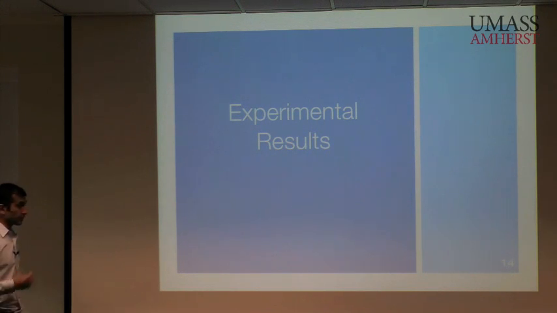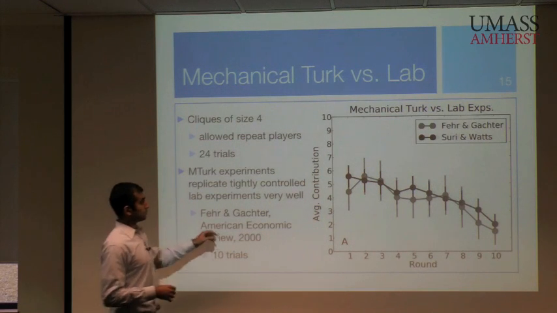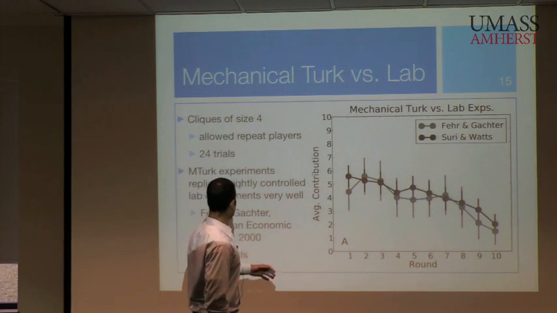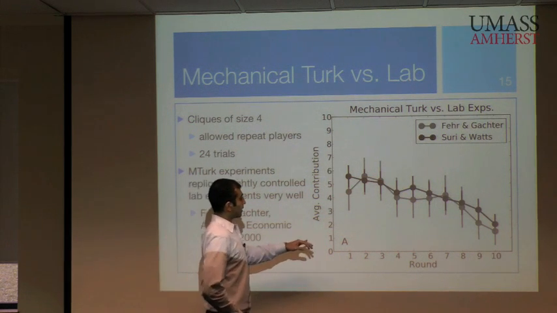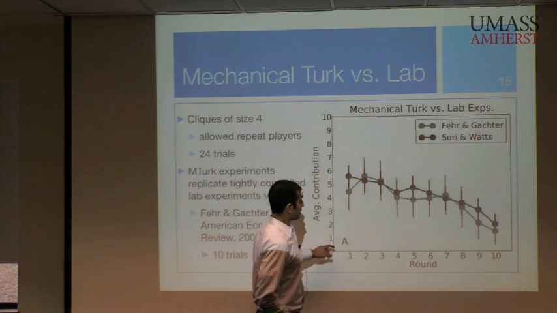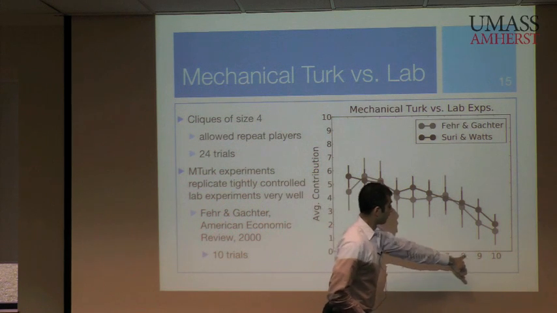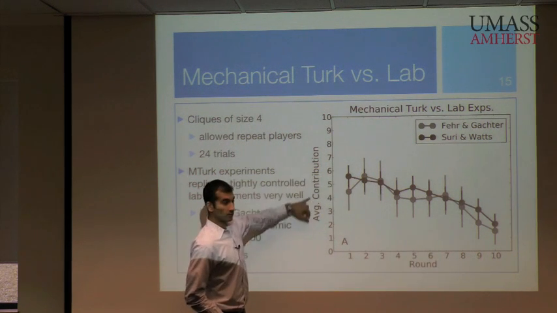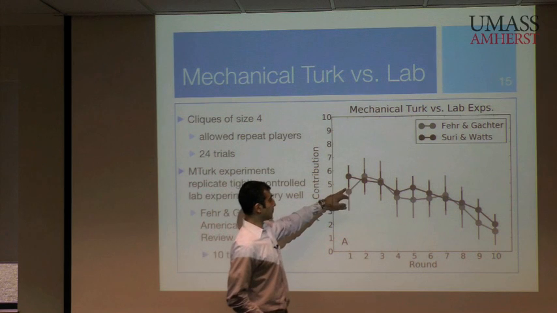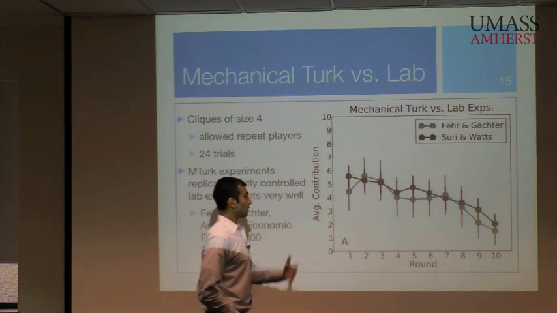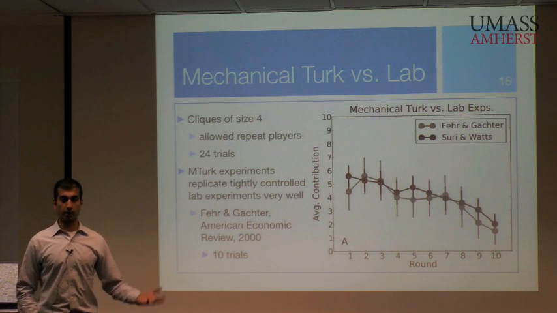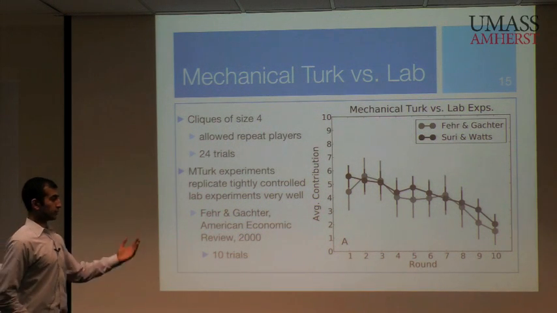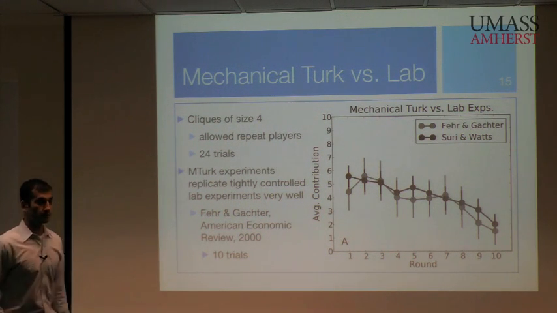Okay, so there's results. The first thing we did was, like I said, we replicated what was done in the lab. Fair and Gachter did this well-studied, famous experiment back in 2000 in Europe. I forget which country. The x-axis is round. The y-axis is the average contribution level per round. The gray curve is them. The black curve is what we got. I can give you statistical tests if you want, but those curves are right on top of each other. There's no significant difference in any of the rounds.